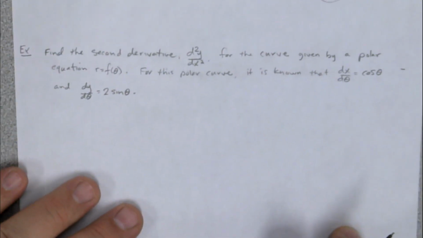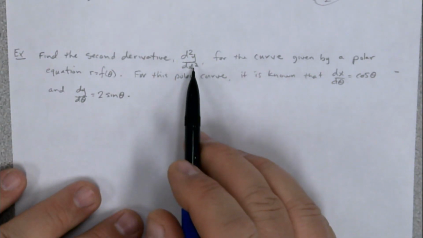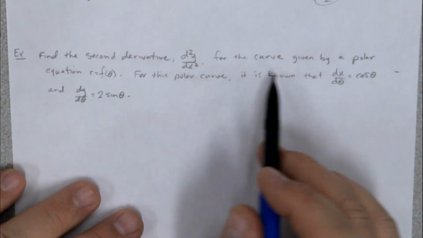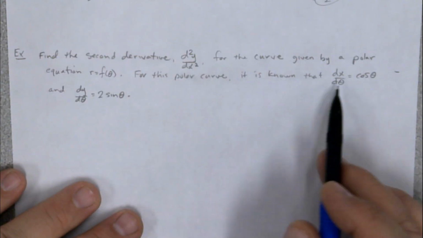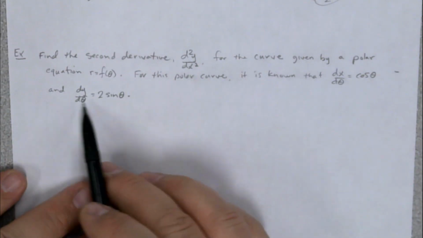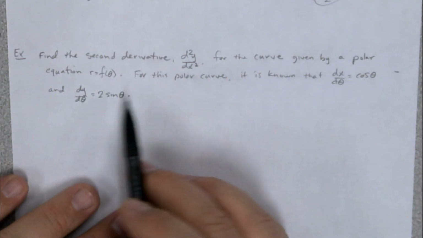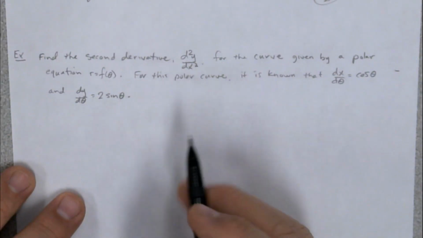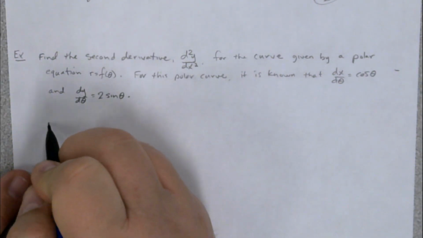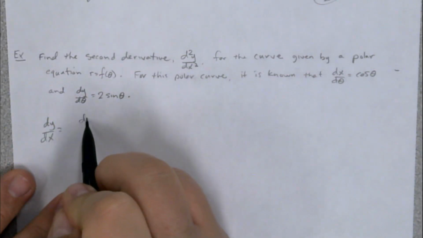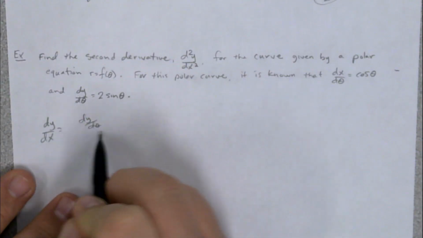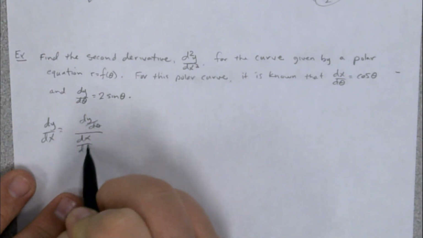And here's my last question for this video. Find the second derivative of y with respect to x for the curve given by a polar equation, r equals f of theta. For this polar curve, it is known that dx/d theta is this and dy/d theta is that. So we want to find the second derivative of y with respect to x. So the first thing you have to do, obviously, is find the first derivative. The first derivative is dy/d theta divided by dx/d theta.